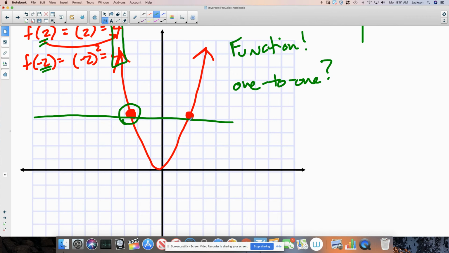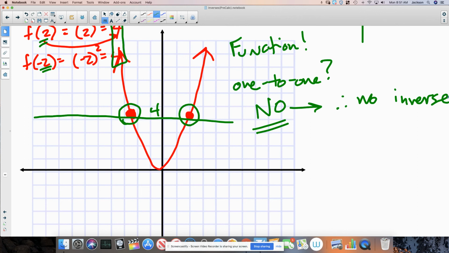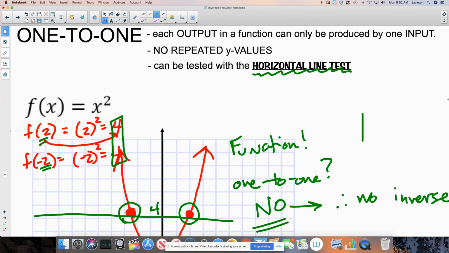If we hit this graph twice, like we do here and in multiple other places, we've repeated this output value of 2. We have to say no, this is not one-to-one, and therefore it has no inverse. So there's no inverse function for x squared using the domain and range that we already have. There's more that we can add to that, but the bottom line here is the horizontal line test.